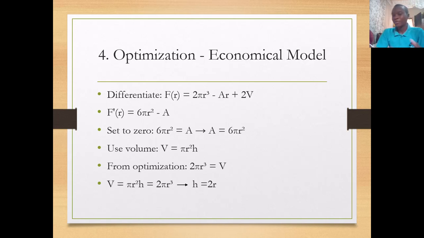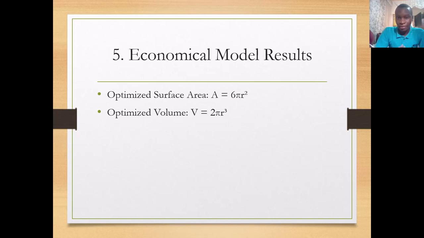Now if you substitute that back into the expression of the volume, you are going to have 2πr³ equals V. So for the most economical closed cylinder, we have the surface area as 6πr² and the optimized volume equal to 2πr³.